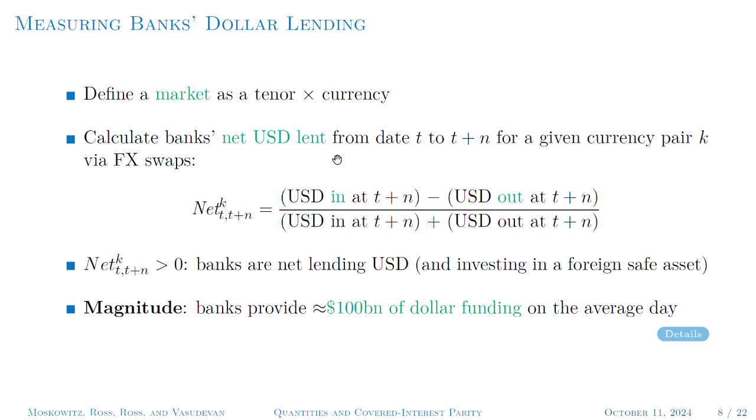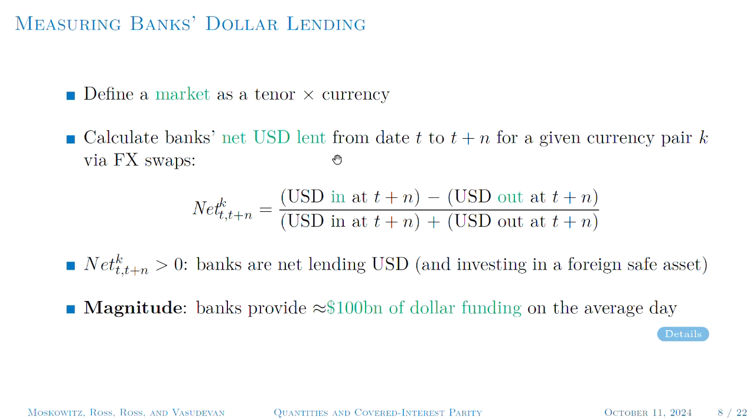So we're going to call a market a tenor by currency. So the euro 1 year and the euro 1 week are 2 different markets. And for each market, we're going to calculate banks' net dollar lending from date T to T plus N for a given currency pair K using the FX swap data. So this net variable, this net amount of dollars lent, is dollars in minus dollars out divided by the sum of the 2 to scale for the size of the market.